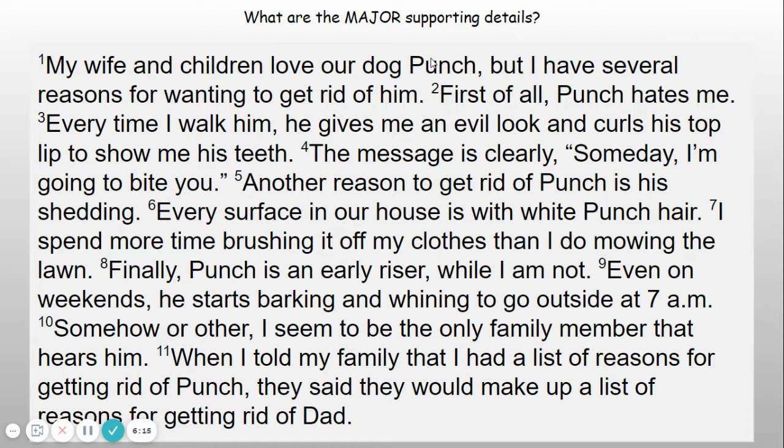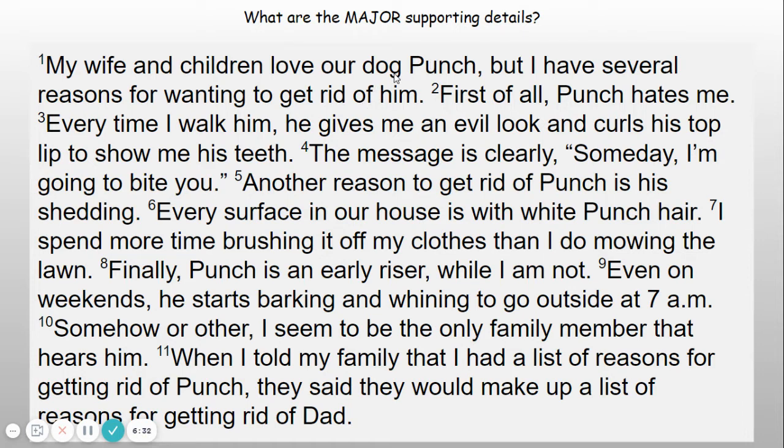Even on weekends, he starts barking and whining to go outside at 7 a.m. Somehow or other, I seem to be the only family member that hears him. When I told my family that I had a list of reasons for getting rid of Punch, they said they would make up a list of reasons for getting rid of Dad.